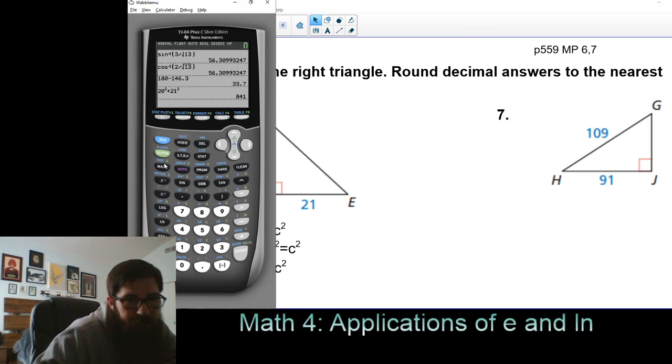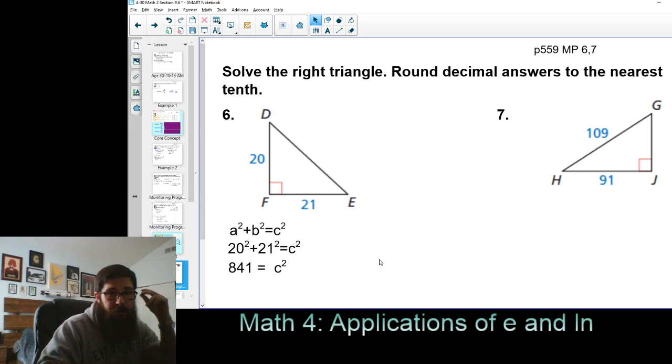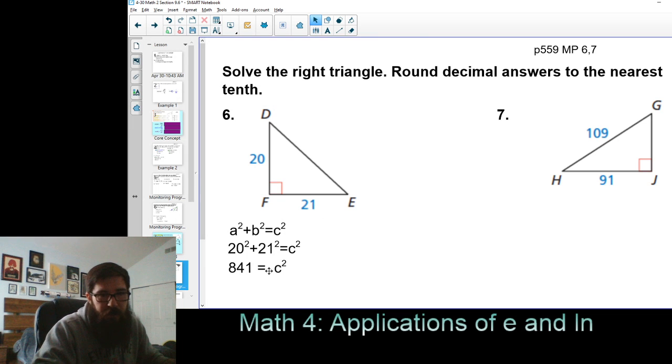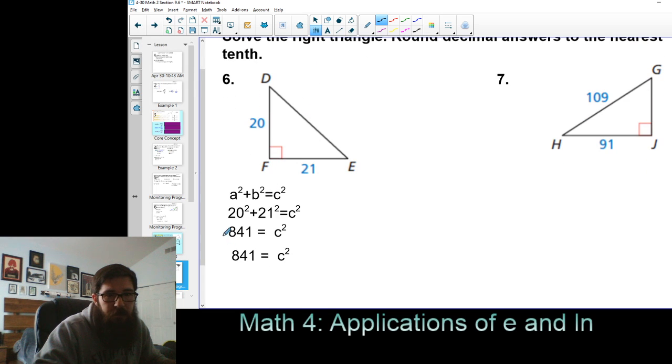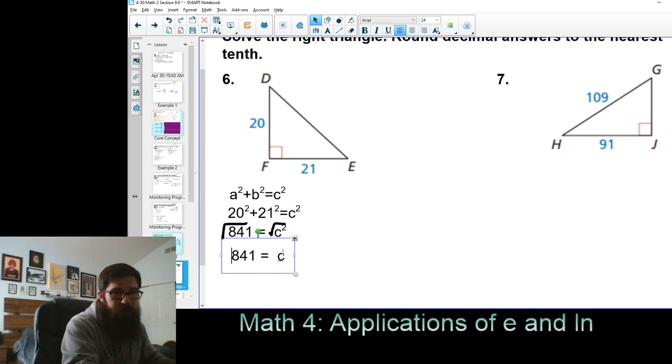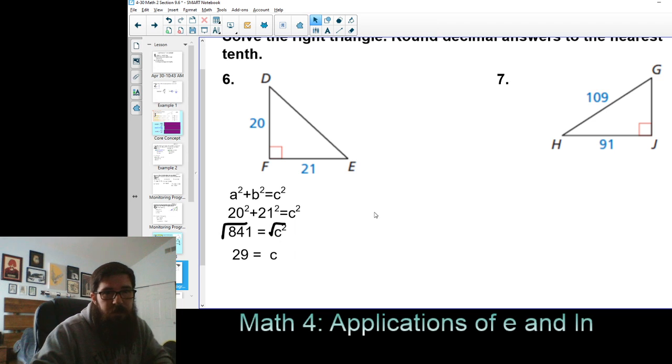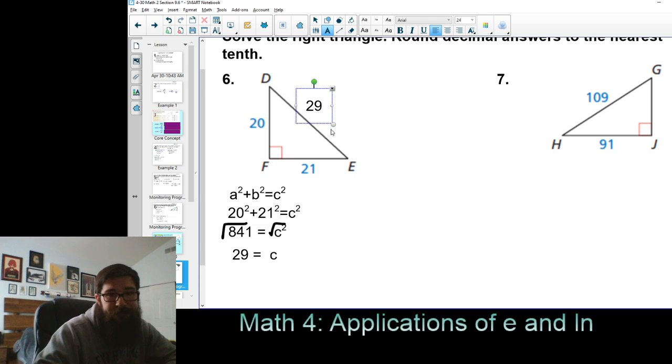Is it? Let's see. Can I do the square root of 841 cleanly? I don't believe so. Oh, 29. Okay, so it is a perfect Pythagorean. How nice. If I take the square root of both sides, which I should probably draw in here, what do I get? 29. I'll lose track of some of those higher square numbers at this point. So great, we already know one side now. This last side, we just figured out 29.